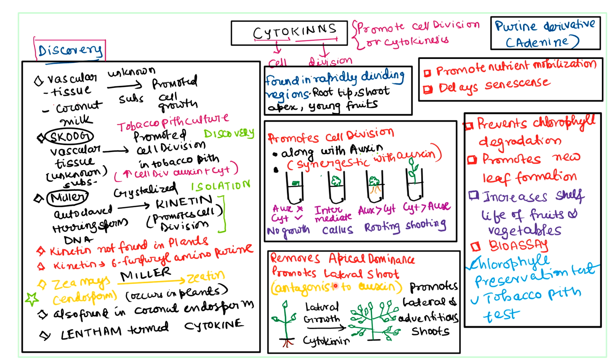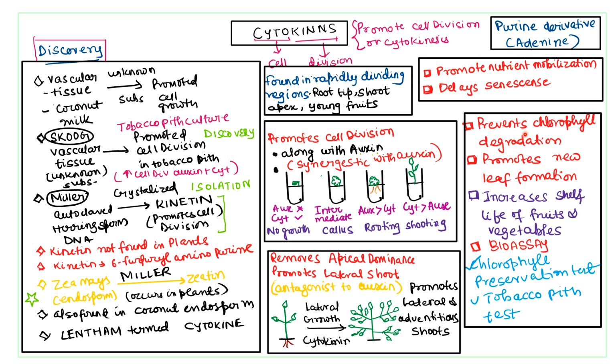Next, cytokinins help in removing apical dominance, or they promote the development of the lateral shoot. We saw in the case of auxin that it promotes apical dominance. That is, it will make a plant taller. The top portion will grow more. But contrary to that, cytokinins will help in the lateral growth of the plants. That is, lateral buds are activated and branching takes place.